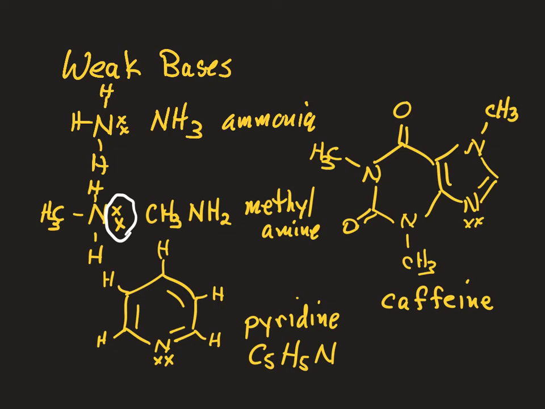So in general, most of the things we're going to see in this class, in general chemistry, that are weak bases are these compounds of nitrogen with an unshared pair. Nitrogen with an unshared pair usually is going to create a weak base. And that is one of the common groups of weak bases we will see.